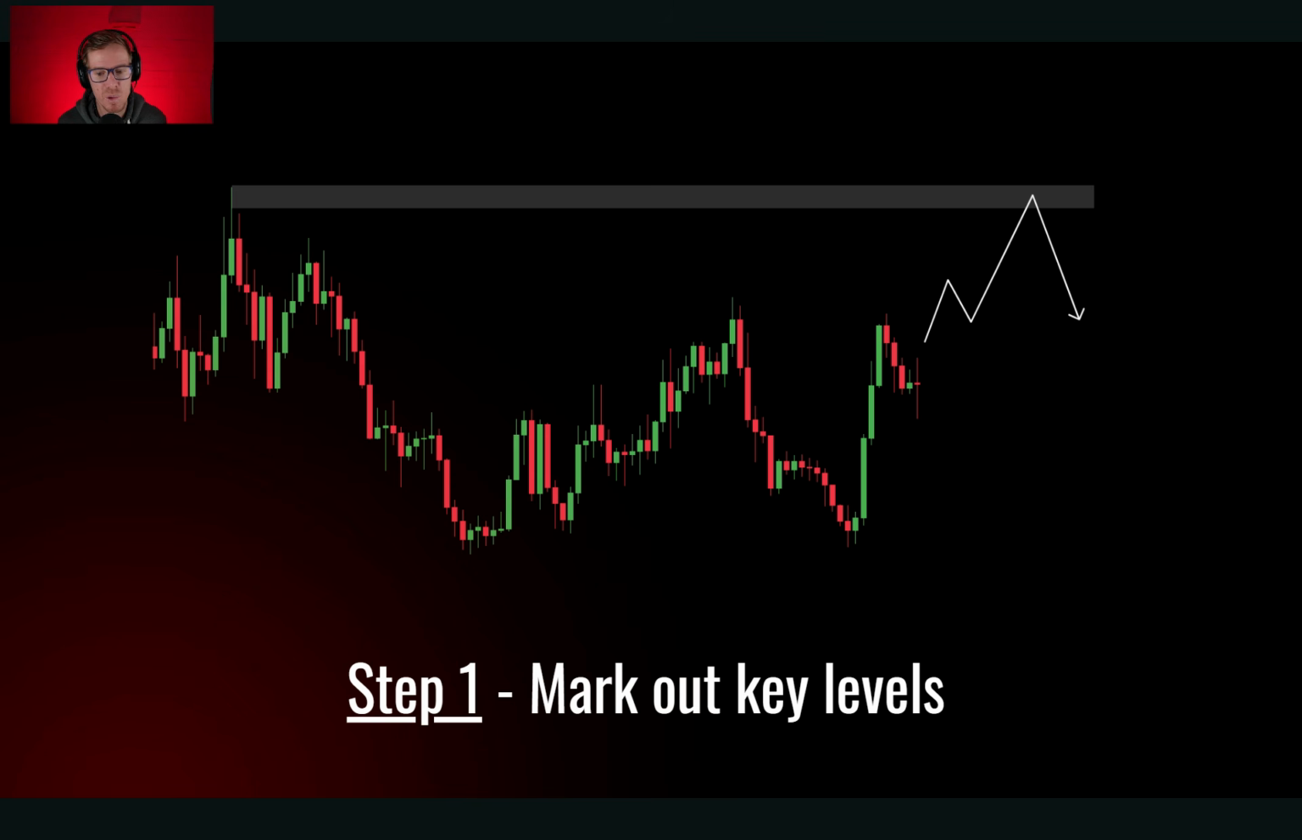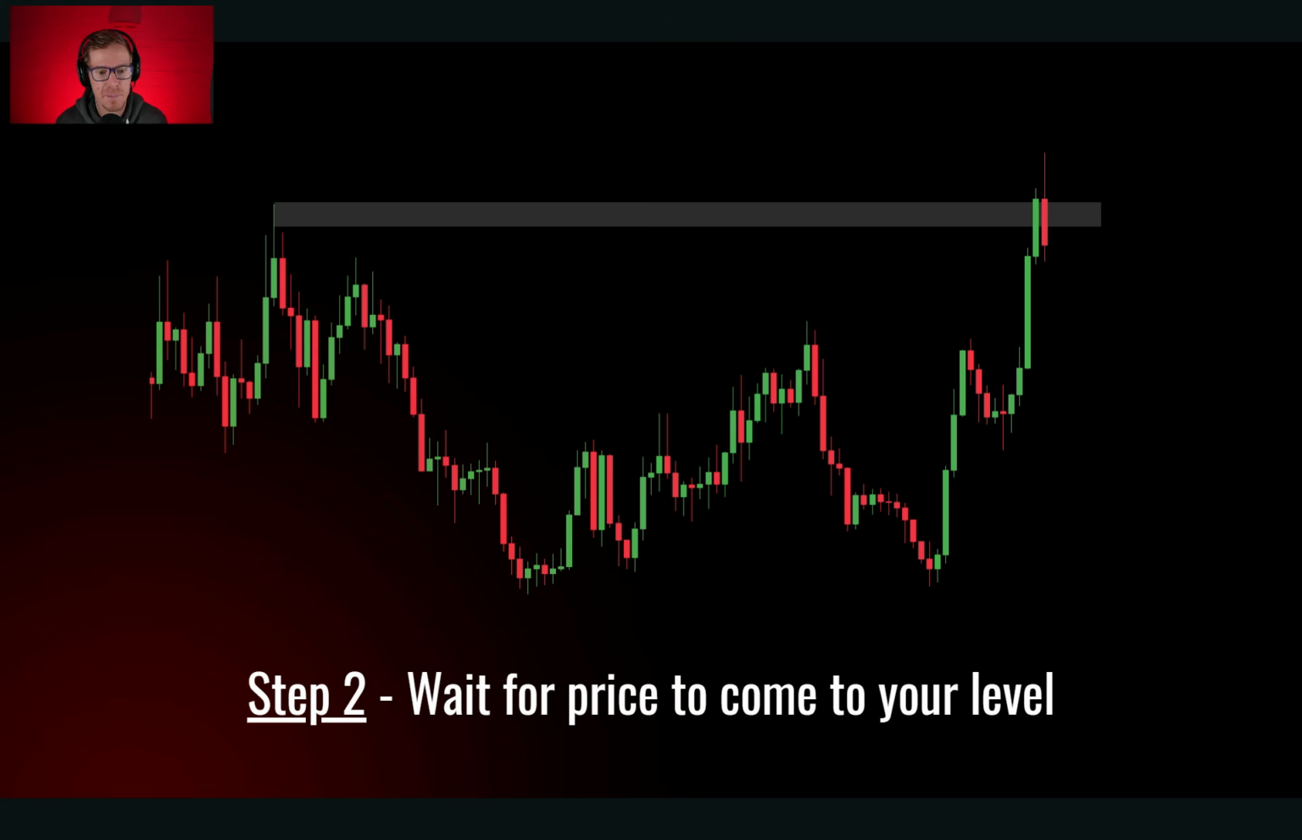Step number 1, we want to mark out a key level. You can see in this example, I'm on a higher time frame chart and I've marked out the extreme of the level. This is the highest high point on the chart. So you mark out the level and you wait for price to come to that level. Step number 2, so you can see we wait for price to come to our level. And when it comes to your level, that's when you want to get interested to look for your entry criteria, which means you need to be patient, super patient.